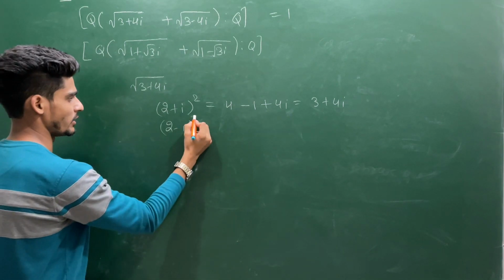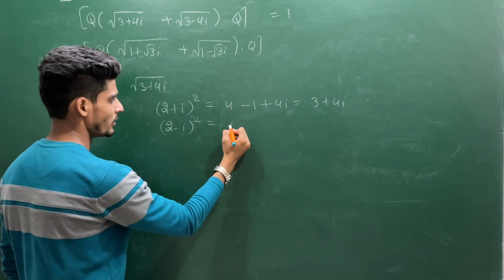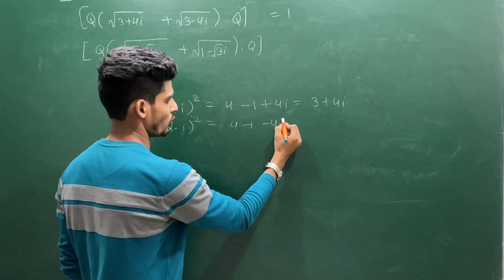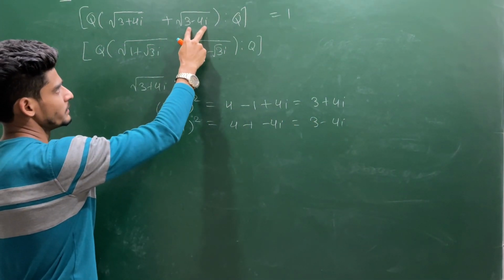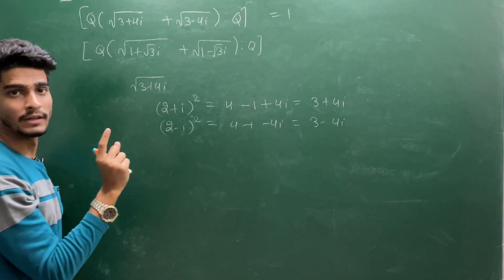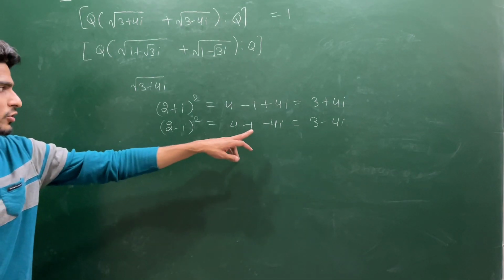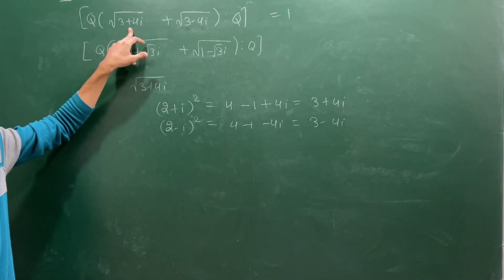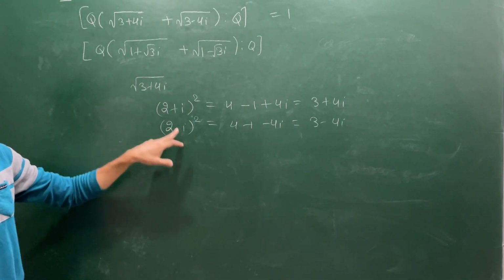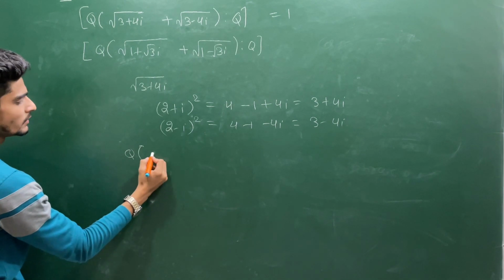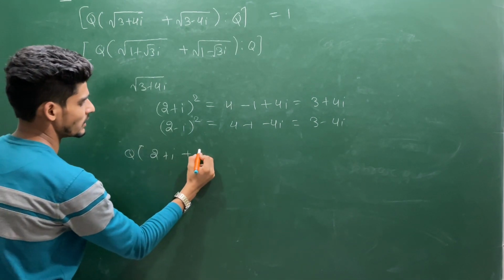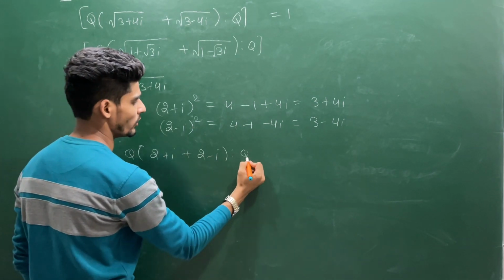If you see 2 minus iota squared, you will have 4 minus 1 minus 4 iota, that means 3 minus 4 iota. That means this element is a square of this element. So in place of the square root I can take 2, in place of this I can take 2 plus iota, and in place of this I can take 2 minus iota. So this first extension is Q adjoin 2 plus iota plus 2 minus iota over Q.